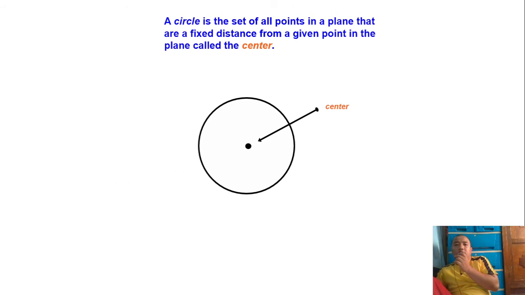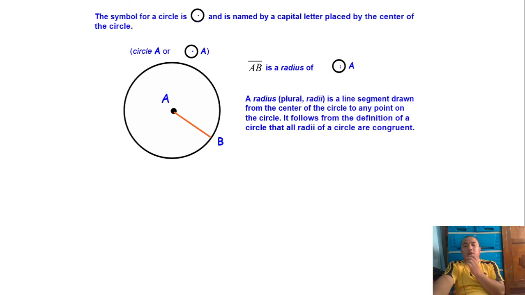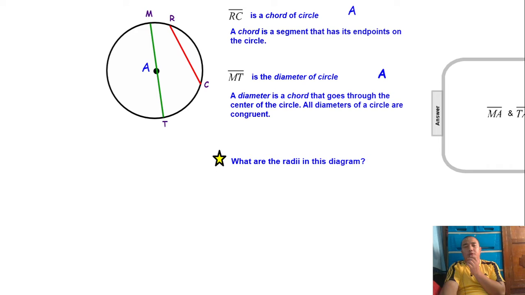So let's repeat. A circle is a set of all points in the plane that are a fixed distance from a given point in the plane called the center. The symbol for a circle is named by a capital letter placed by the center of the circle. If the center is point A, therefore the name of the circle is circle A. Now a radius is a line segment drawn from the center of the circle to any point on the circle. It follows from the definition of a circle that all radii of a circle are congruent. So the plural form of radius is radii, and line segment AB here is what we call a radius. AB is a radius of circle A.